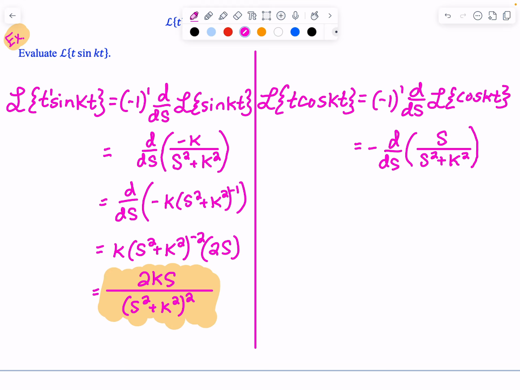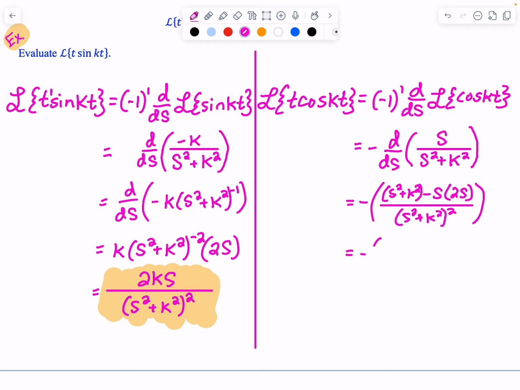Okay, I think I'm still going to, no, let's use the quotient rule. So I'm going to get negative, and then low d high, which is just a 1, minus high d low, which is 2s, all over s squared plus k squared, squared. Okay, so that's my derivative, right?